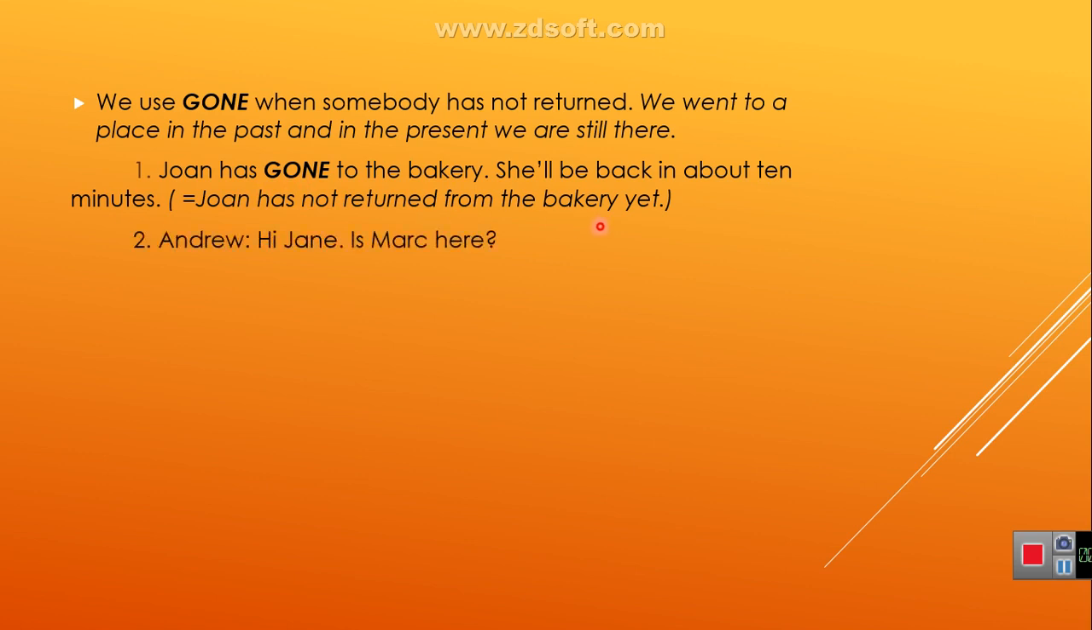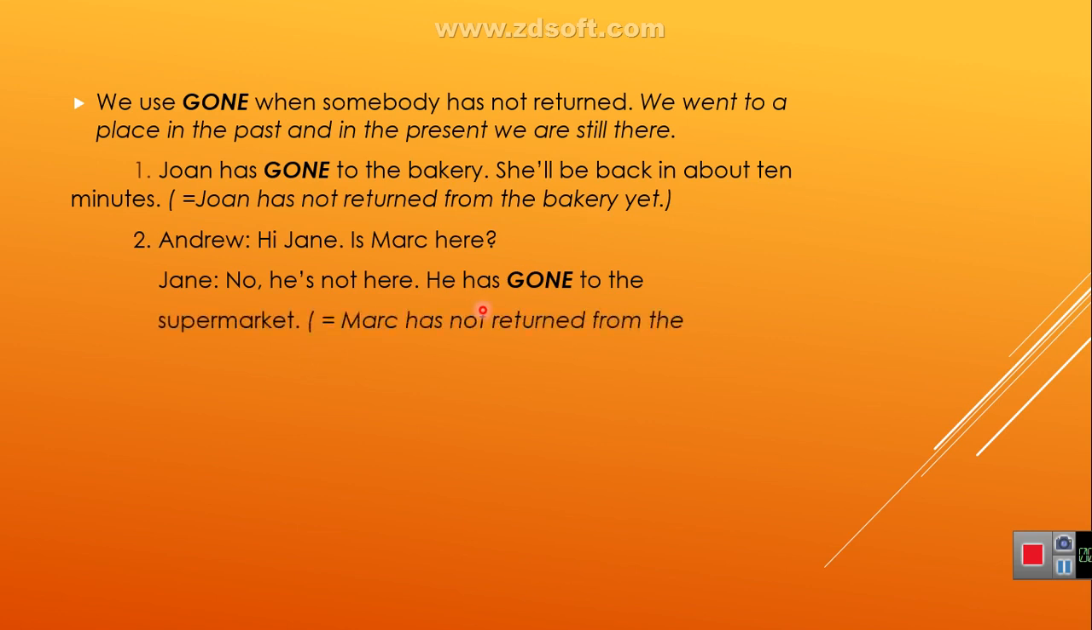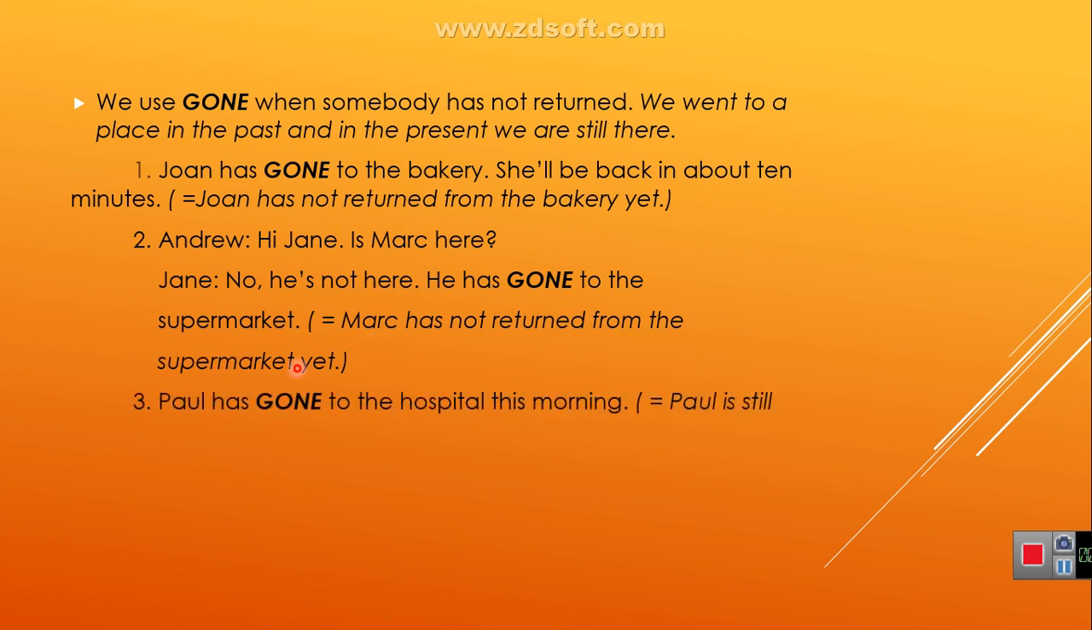Second example. Andrew: Hi Jane, is Mark here? Jane: No, he is not here. He has gone to the supermarket. Here gone is the past participle of go, and it means that Mark has not returned from the supermarket yet. Third example. Paul has gone to the hospital this morning. Gone is the past participle of go, and it means that Paul is still there. He is still at the hospital.